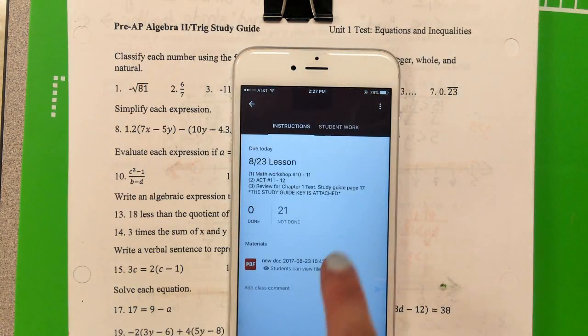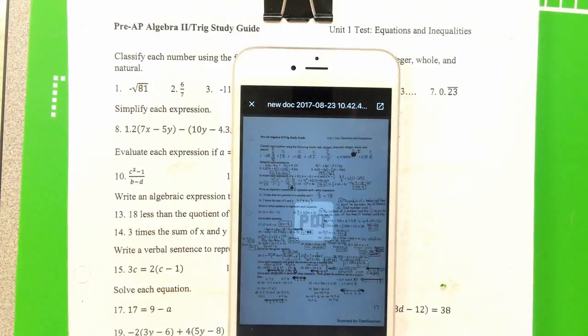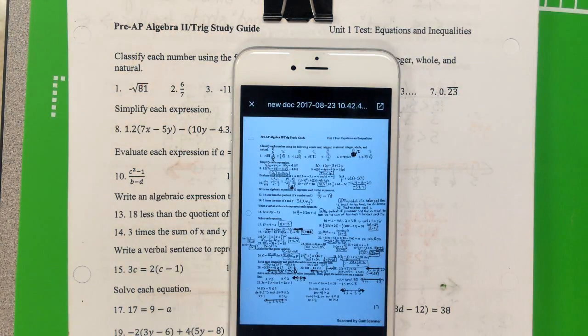If you click on that attachment, it gives you a PDF, and that PDF has the answers for your study guide. We are not turning your study guide in. I am not concerned with whether it's completely finished. I want you to focus on the problems you're struggling on. Does that make sense to everybody?